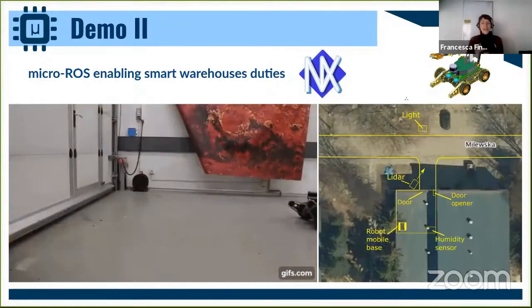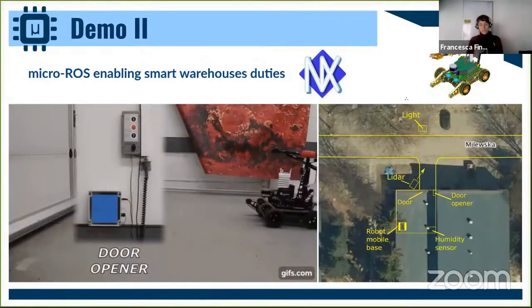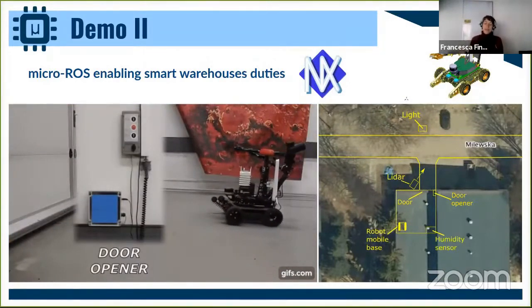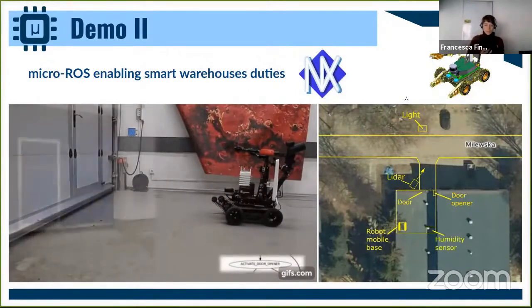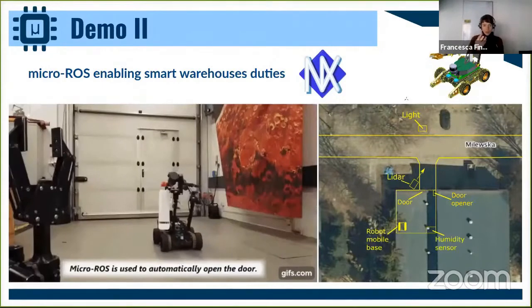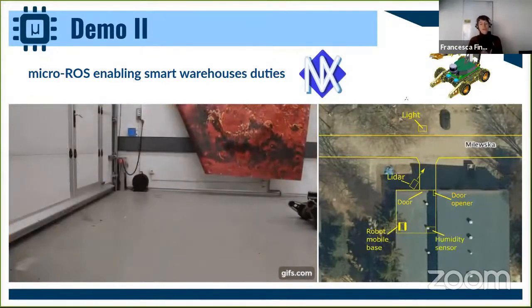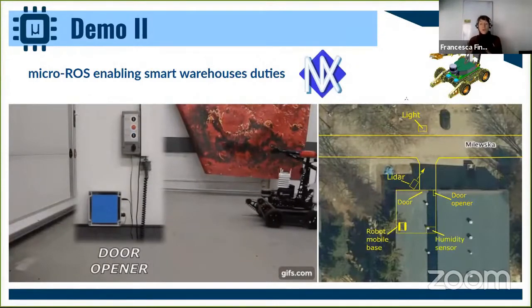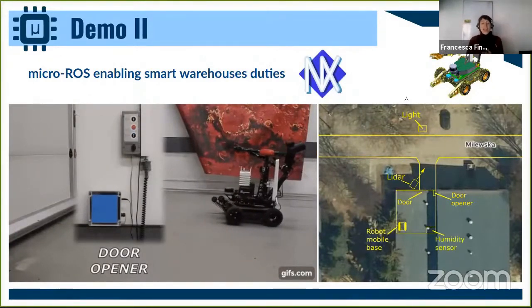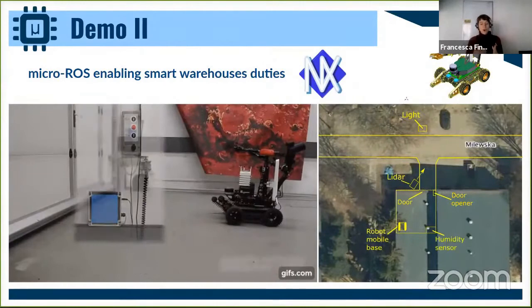Namely, a humidity and temperature sensor from which it fetches the measurements and sends them to the ground station operator. A door, which can be opened remotely, which is shown here on the GIF. A time-of-flight sensor measuring distances and communicating whether the path is clear or not clear, and a light that can be turned on and off.